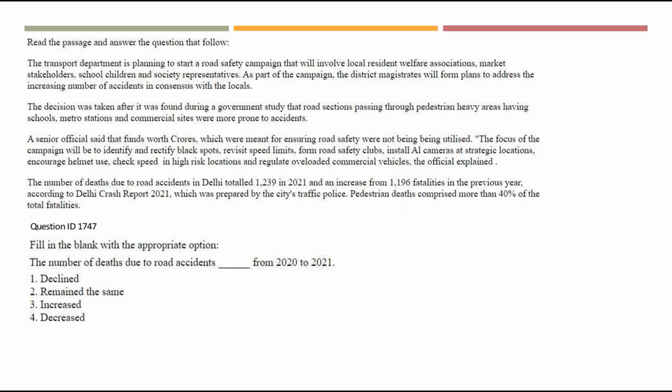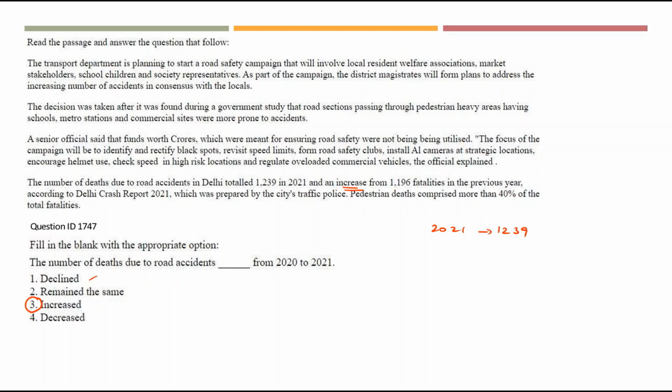Next question, fill in the blank with the appropriate option. The number of deaths due to road accidents. What happened from 2020 to 2021? They said in 2021, the number of deaths were 1239. This had an increase from 1196 in the previous year. So it had an increase. So we can say the number of deaths due to road accidents increased from 2020 to 2021. Option number 3 will be the right answer.